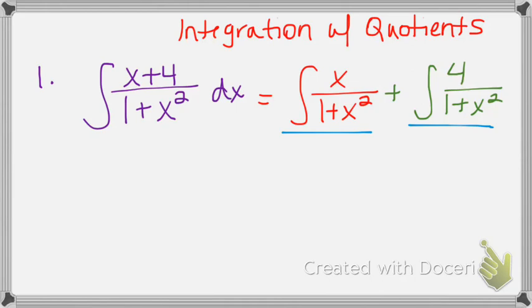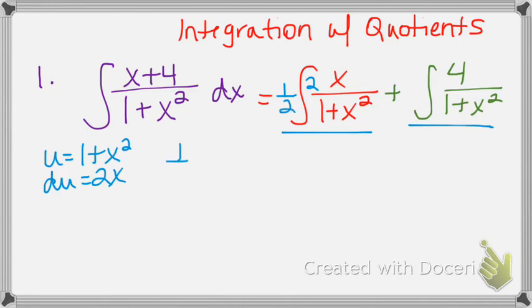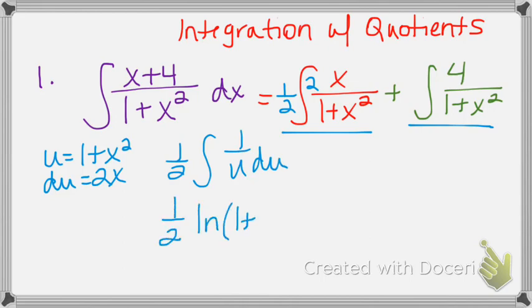So I'm going to do the first one first, and I'm going to let U be 1 plus x squared. Du comes out to be 2x, so you do a 2 in, a half out, and we get the half integral 1 over u, which is a half natural log of u, which is 1 plus x squared. I'll worry about our c in just a minute. I'm going to solve the next one now.